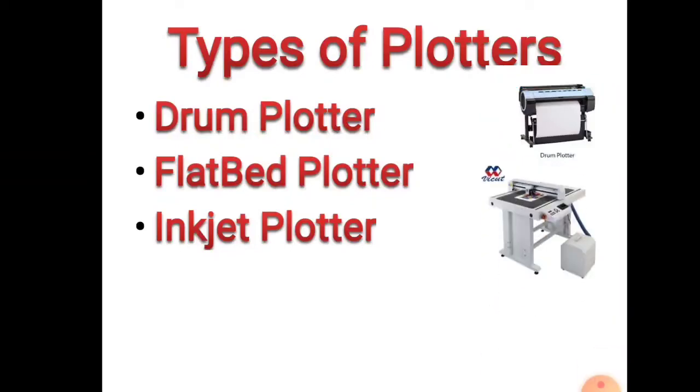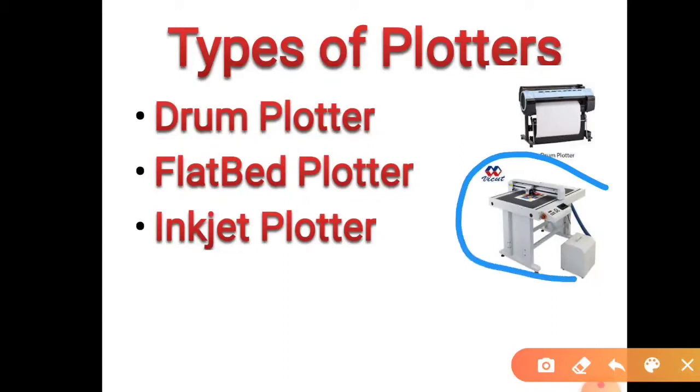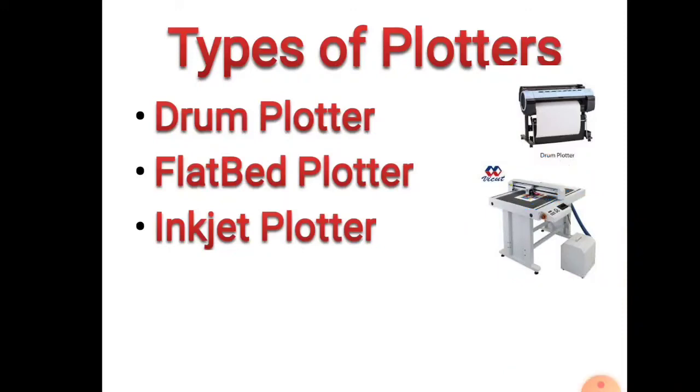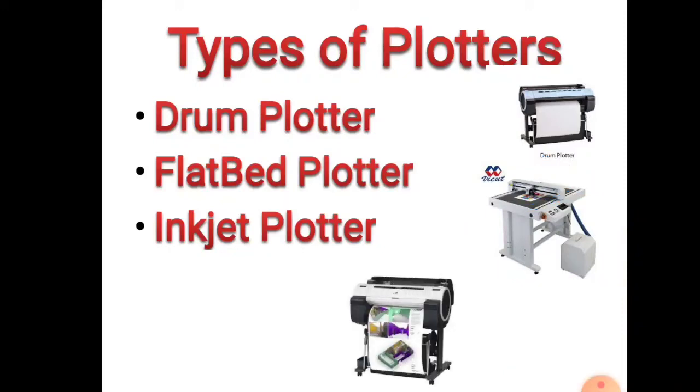Another one is a flat bed plotter. You can keep it on a table, and you can use that plotter for printing different handbills, different brochures, all these things. It works on a desk, so that is why it is also called a desktop plotter. The next and last one is the inkjet plotter. So these are the different types of plotters.